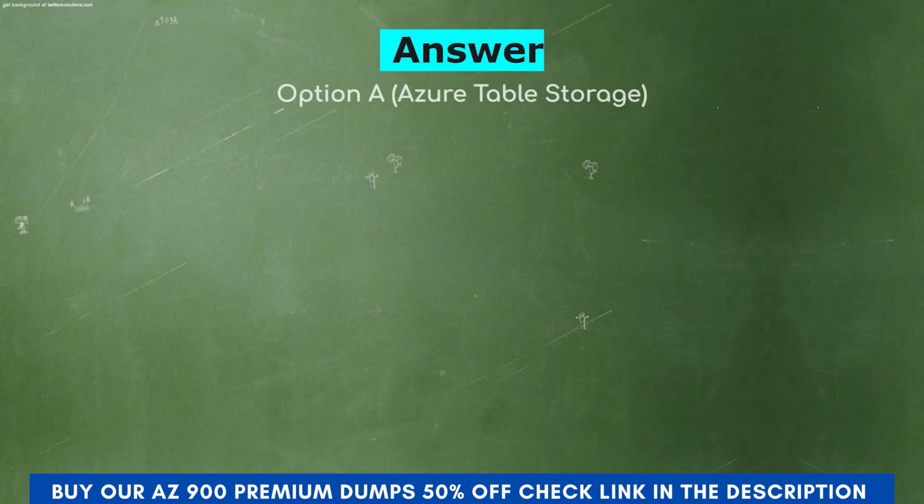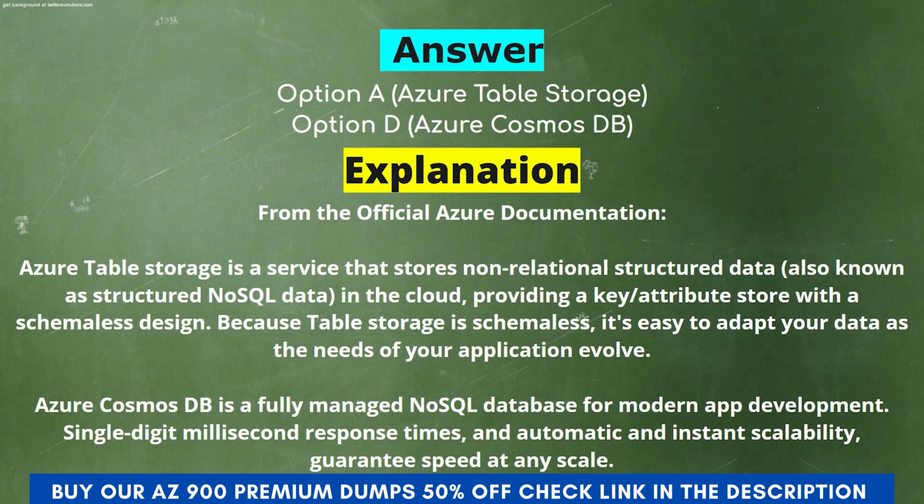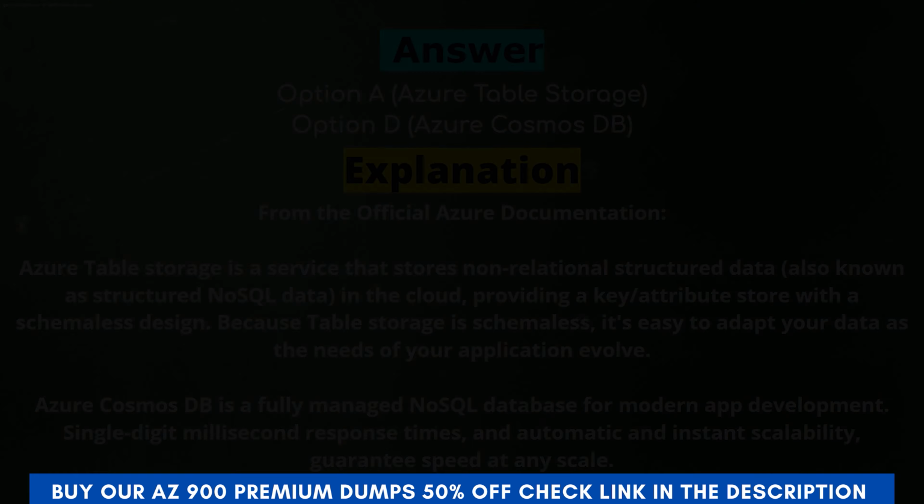Azure Cosmos DB. Explanation. Azure Table Storage is a service that stores non-relational structured data, also known as structured NoSQL data in the cloud, providing a key or attribute store with a schemaless design. Because table storage is schemaless, it's easy to adapt your data as the needs of your application evolve. Azure Cosmos DB is a fully managed NoSQL database for modern app development. Single-digit millisecond response times and automatic and instant scalability guarantee speed at any scale. Next question.